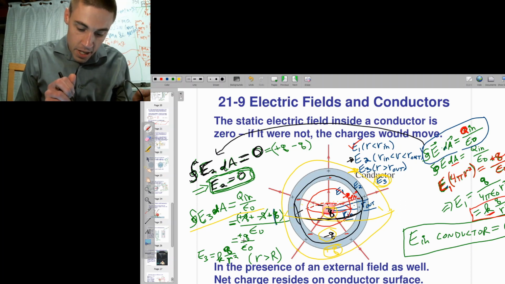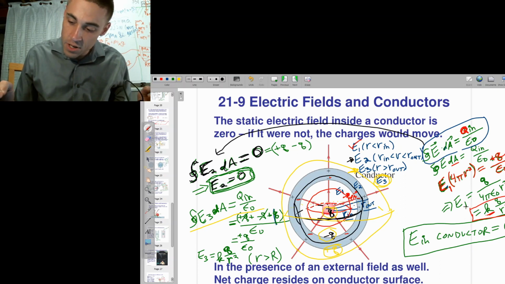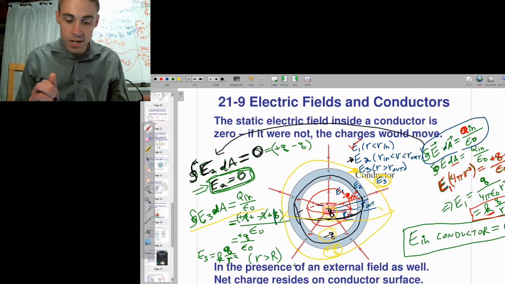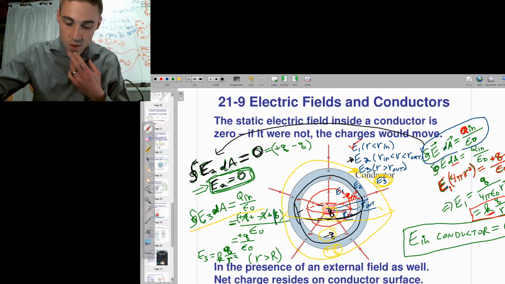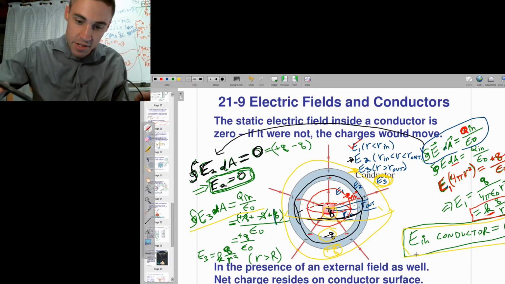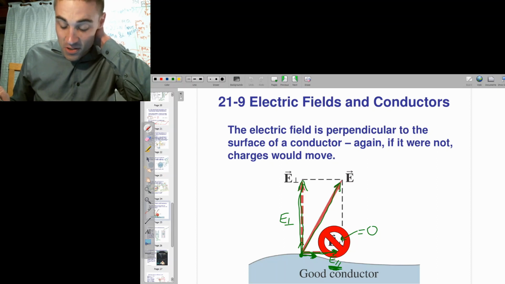So I end up with Q over epsilon naught on the right-hand side, and I get the exact same thing on the left-hand side as I did for E1: an electric field times 4 pi r squared. So the electric field E3 outside of the conductor is kQ over r squared. The electric field inside of a conductor, of course, is 0. The electric field near the surface of a conductor is something to think about.